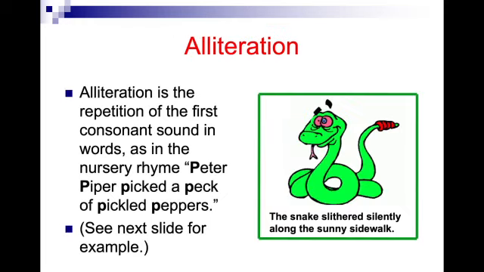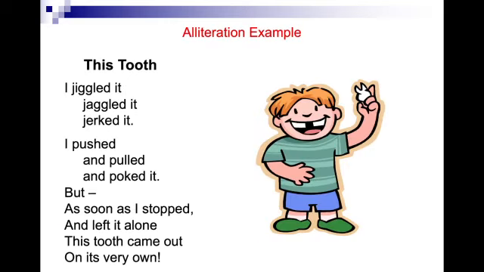Alliteration is also often used for sound. Alliteration is the repetition of the first consonant sound in words, as in the nursery rhyme, Peter Piper picked a peck of pickled peppers. We also have another one on the right-hand side, the snake slithered silently along the sunny sidewalk. When we watch for alliteration, you're going to see a lot of the beginning consonant sounds that are the same.